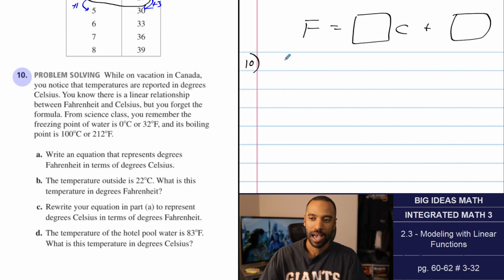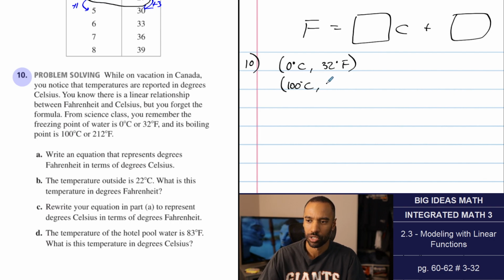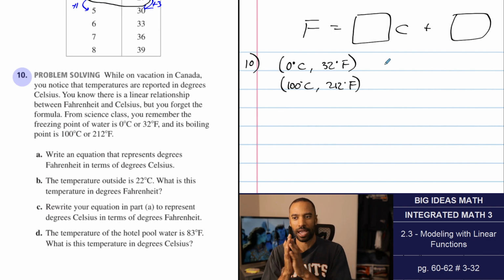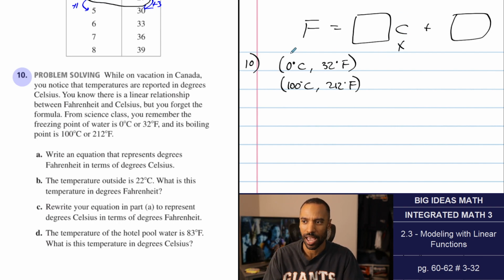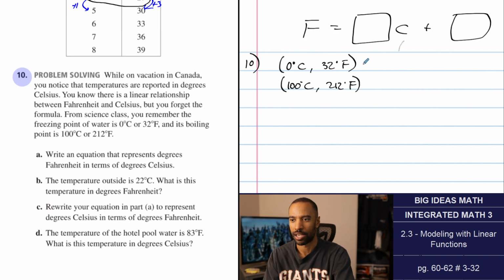So we have one set of points, which is 0 degrees Celsius or 32 degrees Fahrenheit. We have another bit of information that is 100 degrees Celsius or 212 degrees Fahrenheit. So we can take that change in terms of rise and run. And I assume we need that as our x and y, right? If this is our x and this is our y, then we want Celsius to be x and Fahrenheit to be y. So looks like we're in the right mindset for rise and run.